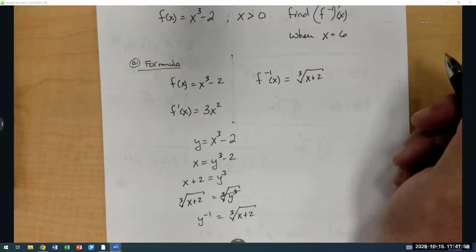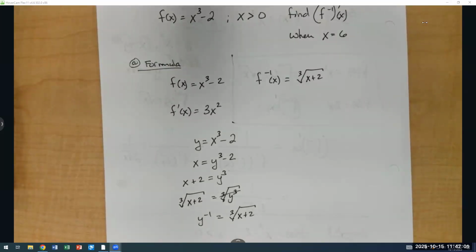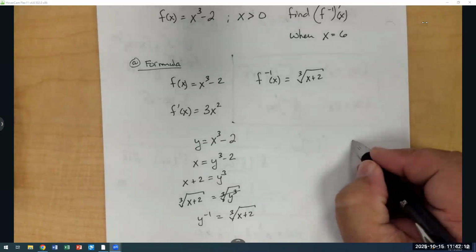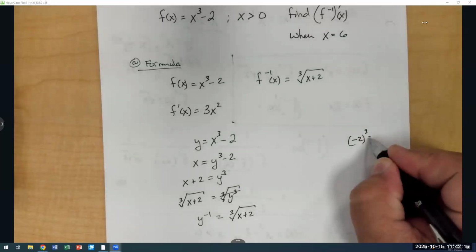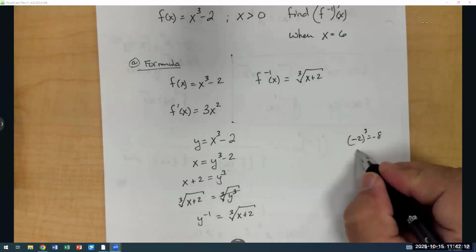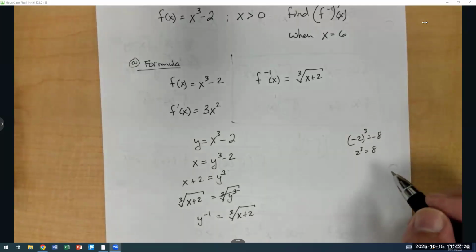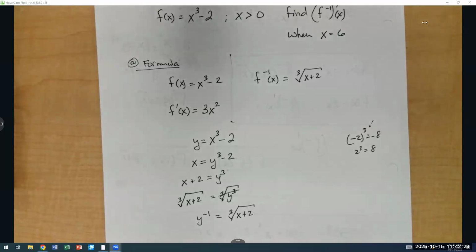Right. Well, I'm glad you asked that. The only time you ever take a plus or minus on a radical is if the root, the degree, is even. Because negative 2 cubed is going to be negative 8, and positive 2 cubed is positive 8. So if it's an odd exponent, odd root, then it doesn't matter. But they just made it easier for us.